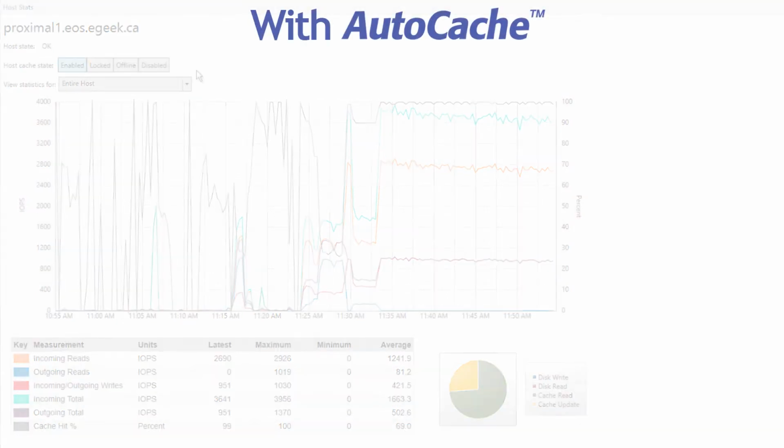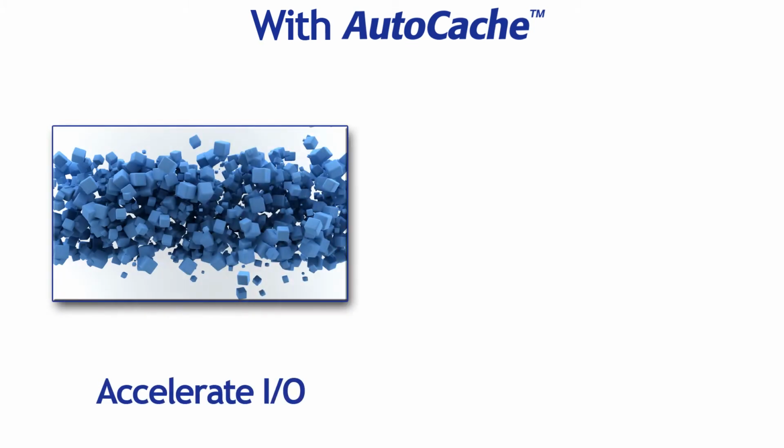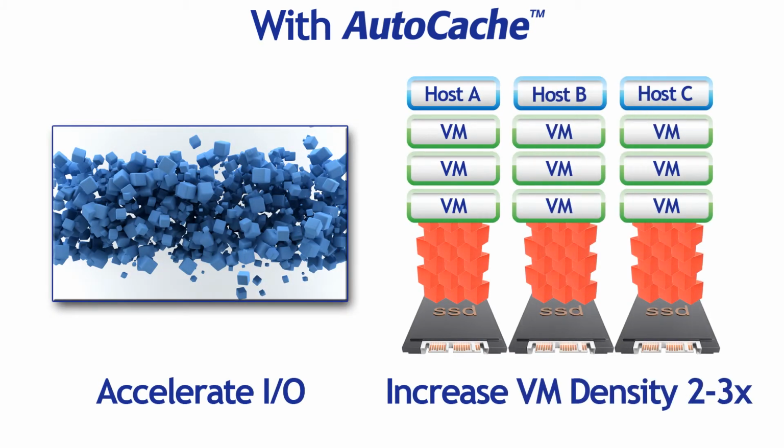AutoCache is an unobtrusive way to accelerate your I/O and achieve higher VM density in the modern data center. It is a non-disruptive technology, meaning you do not need to architect your network design, backup regimen, or administrative methodologies.